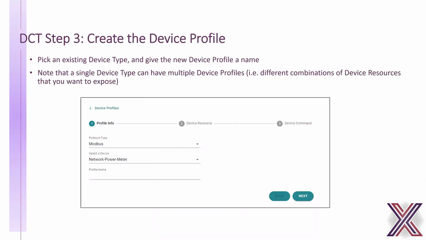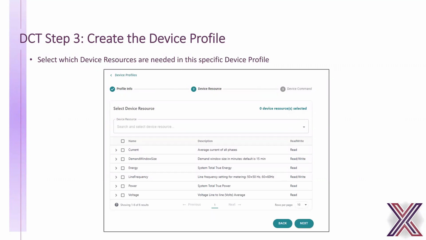And then the third step is to create a device profile, a final file out of this. So this is where you basically pick an existing device type, you create a name for your profile, noting that a single device type can have multiple device profiles, like you might want to have different combinations of device resources that you want to expose for a particular device. So you can model it like that.